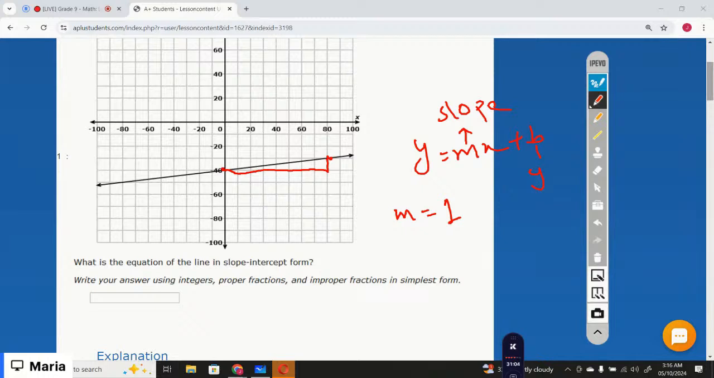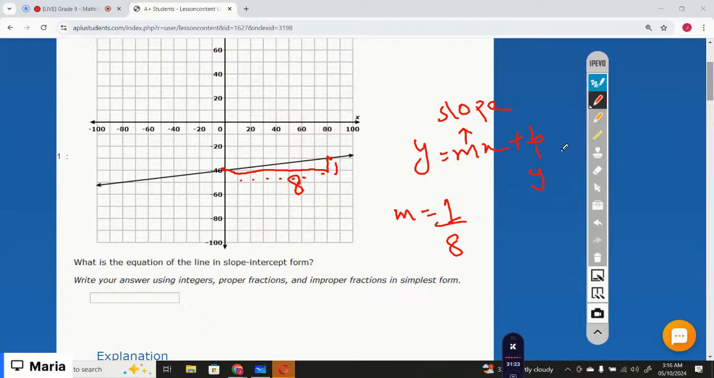The correct option is m equals 1, right? No, m equals not 1, sorry. Change in y divided by change in x, 1 over 1, 2, 3, 4, 5, 6, 7, 8, 1 over 8 it is, right? Change in y is 1 and change in x is 8.